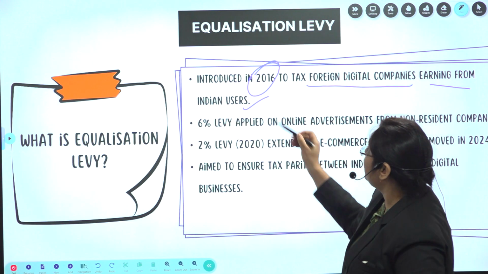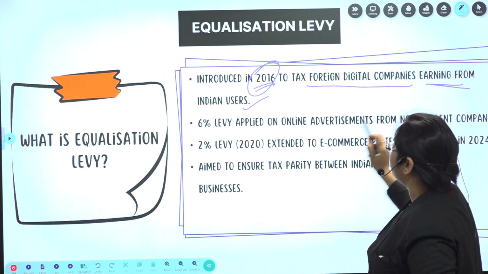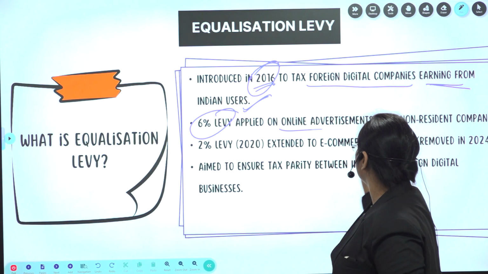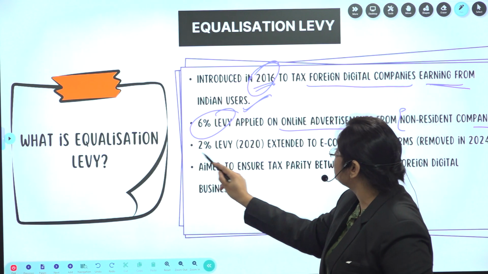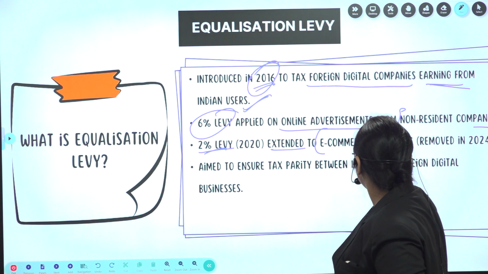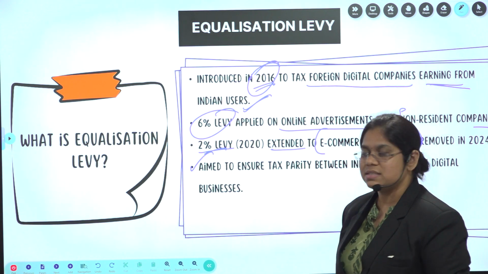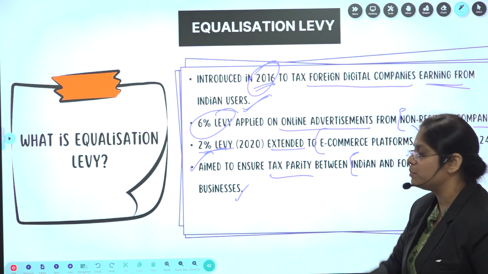Now, further, it was introduced in 2016 to tax foreign digital companies earning from Indian users. So a 6% levy is applied on online advertisements from non-resident companies, and further a 2% levy was extended to e-commerce platforms, but it was removed in the year 2024. And why? It is aiming to ensure tax parity between Indian and foreign digital businesses.